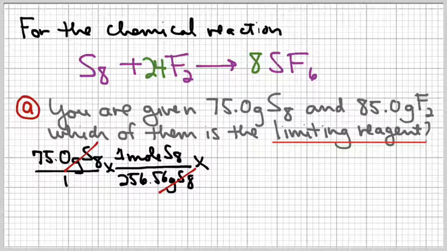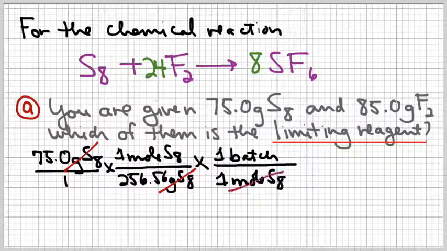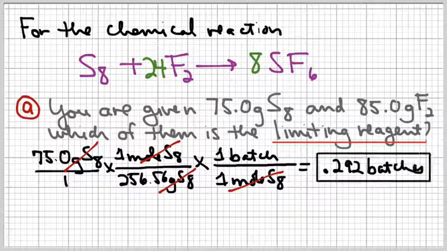Remember, the entire equation represents a batch. And you can see that it requires only 1 mole of sulfur. So one batch requires 1 mole. And then we'll go ahead and do our calculation, and we find that we've got 0.292 batches. Now let's go to the fluorine and do the same thing.